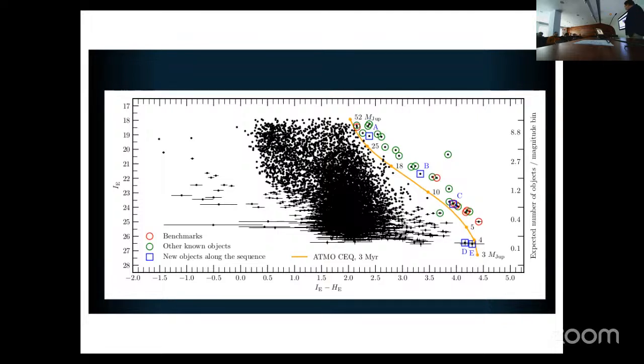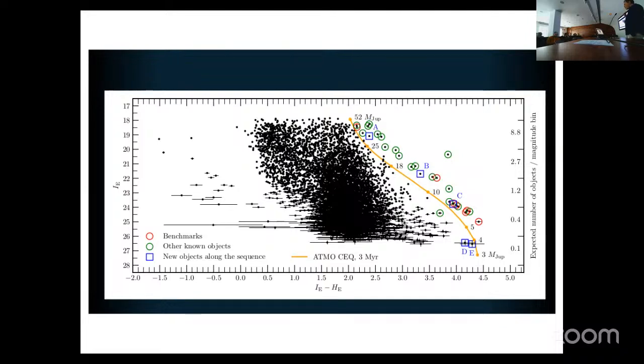So in this color magnitude diagram, you can see a clear separation between the cloud of objects mostly in the background of this Sigma Orionis open cluster. And then in color, you can see a nicely defined sequence of objects that roughly agrees with an isochrone. That's an isochrone at 3 million years of age. The agreement is not perfect, but the isochrone provides a good guide.